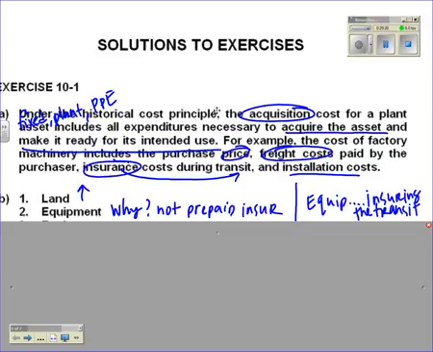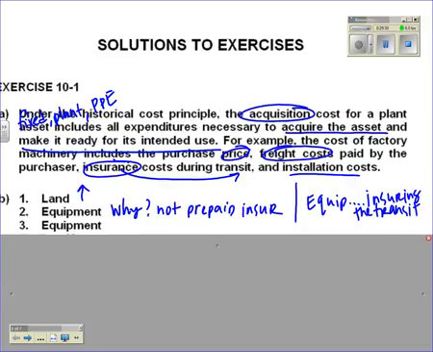Paid $850 sales tax on the delivery of a new truck. What's the debit? Equipment. We're getting a new truck and we pay sales taxes on it. The value of that truck goes up. 4, think about this really carefully. Paid $17,500 for parking lots and driveways at a new plant site.